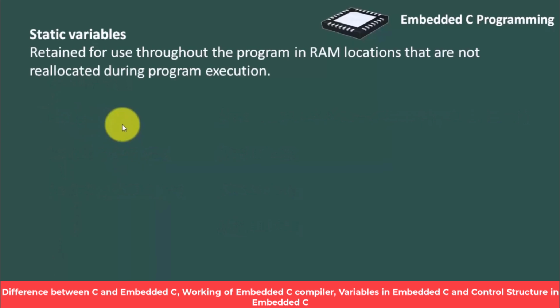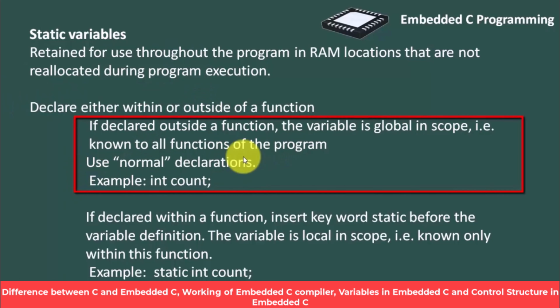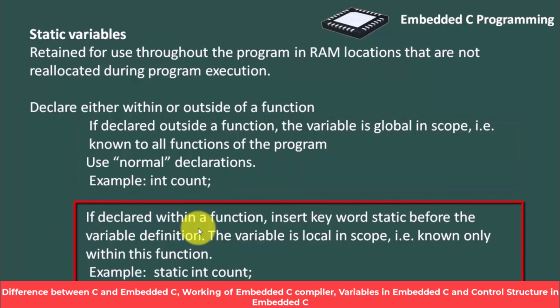Static variables. A static variable retains its value for use throughout the program in a RAM location. We can declare static variables within or outside a function. If we declare a static variable outside the function, the variable becomes global in scope, that is, known to all functions of the program. For such variable declaration, we use normal declarations. Here is the example: int count. If we declare a static variable within a function, then we have to use the static keyword before the variable definition. This variable is local in scope, that is, known only within the function. Here is the example: static int count.